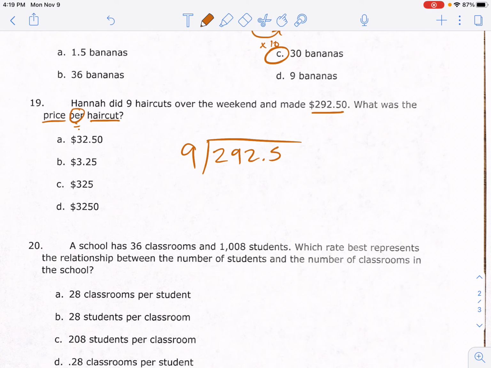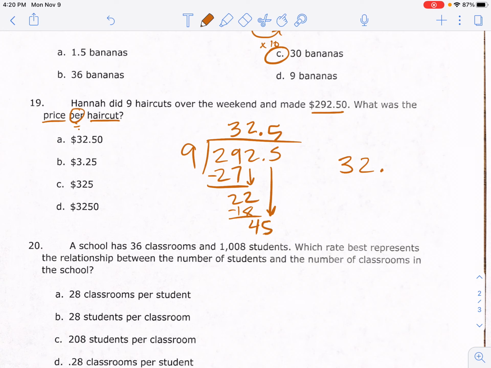2 goes into 29 3 times. 9 times 3 is 27. Subtract, I get 2. Bring down my 2 to make 22. 9 goes into 22 twice. 9 times 2 is 18. Subtract that, I get 4. Bring down my 5. 9 goes into 45 5 times. And don't forget to pop up your decimal.